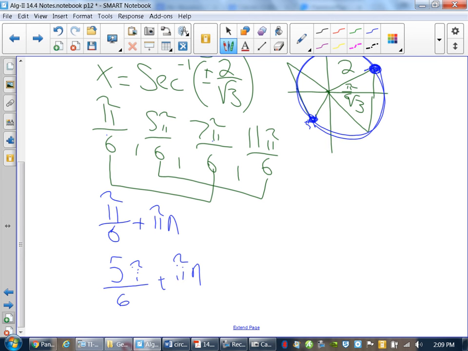Yes, ma'am. So why would we just leave this pi over 6 plus pi n? Why do we have 5 pi over 6 plus? Because there were 2 different angles that would go through it. The pi over 6 took care of the positive answers. The 5 pi over 6 took care of the negatives.